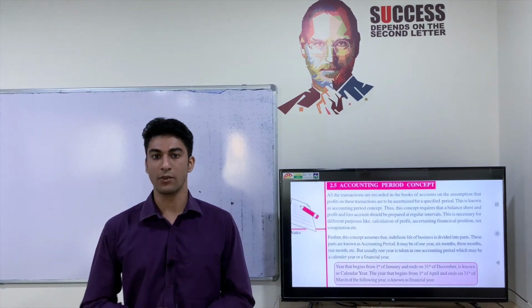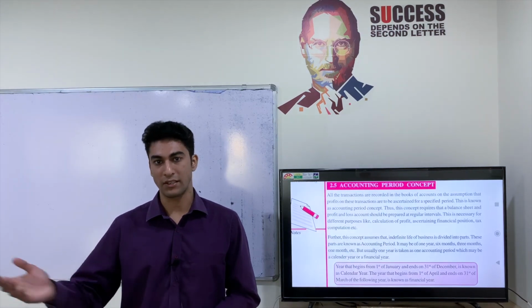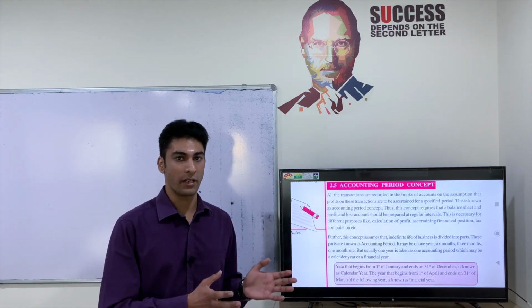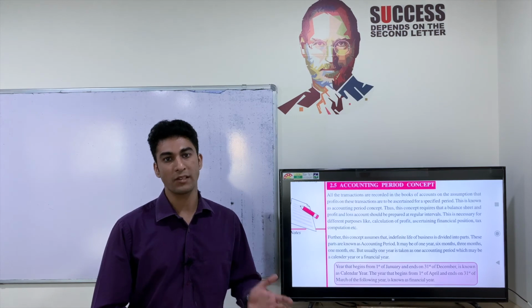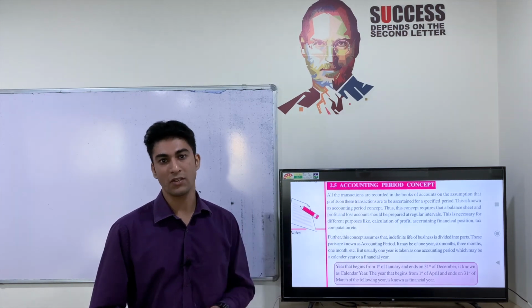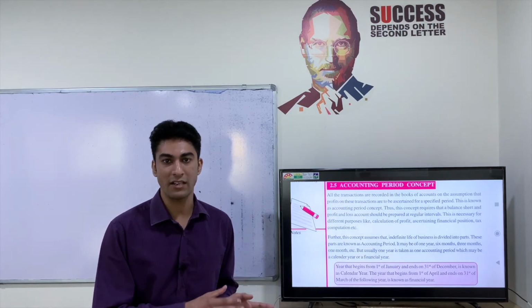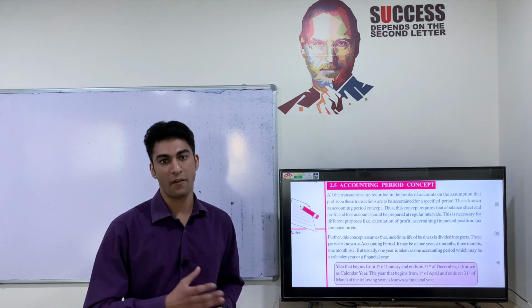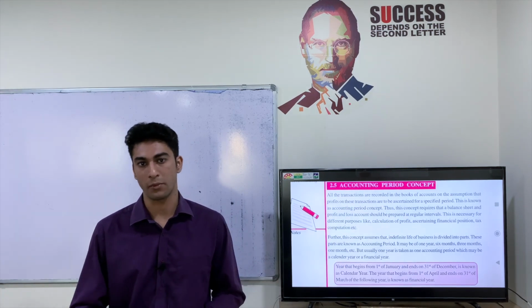Who are these users of accounting information? Investors, creditors, bankers, management, owner, all these people are going to use this accounting information because they know that every year we will get the accounting information. So this is the accounting period concept. It tells you that you have to prepare accounts at a certain period of gap. Every year you have to prepare. In India, you have to prepare it every year.